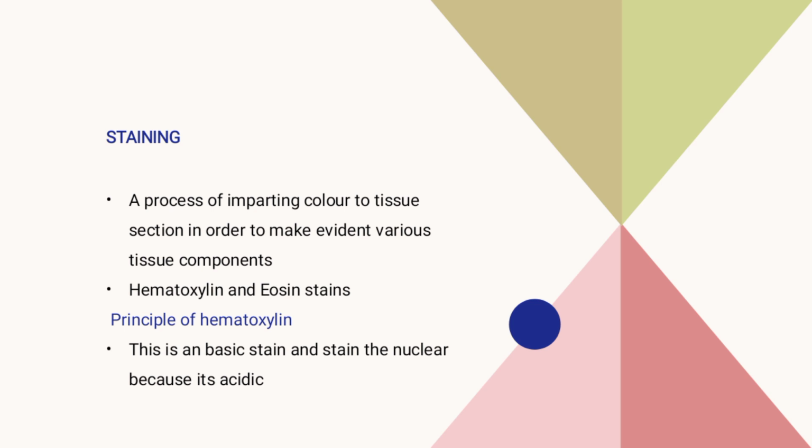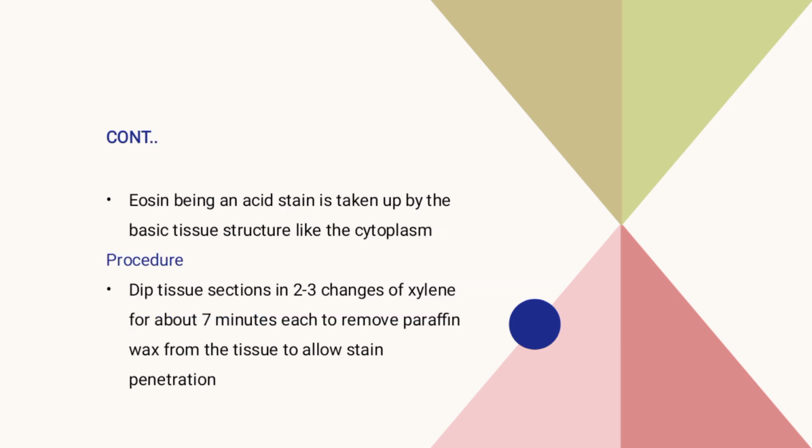Then from cutting the tissue into smaller sections, we now go to staining. Staining is a process of imparting color to tissue sections in order to make evident various tissue components. So in this topic, we are going to use hematoxylin and eosin stains. Now the principle of hematoxylin: this is a basic stain and stains the nuclei because they are acidic. Eosin, being an acid stain, is taken up by the basic tissue structures like the cytoplasm.